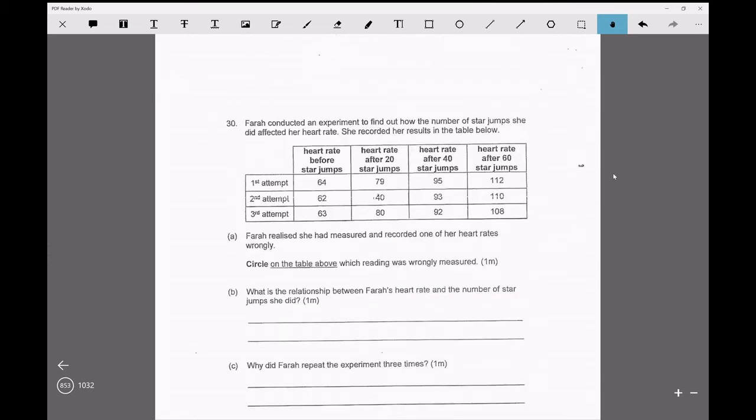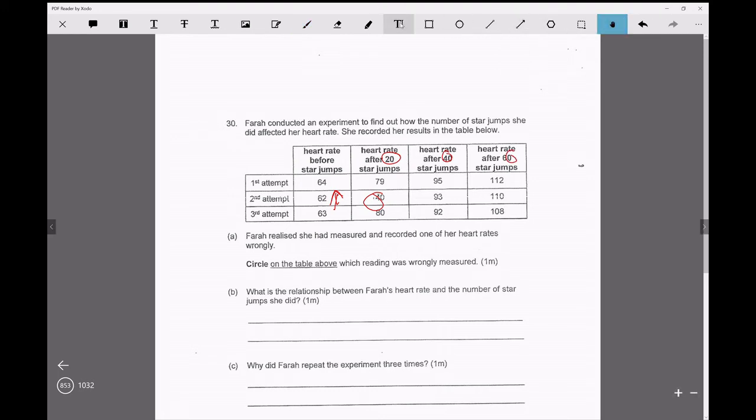So Farah is doing an exercise, star jumps. He measured his heart rate after every 20 jumps. Question A tells you that one of the readings is wrong. When you exercise, the heart rate should increase, but this one stays at 40. Heart rate should increase when you exercise, but it drops to 40. So this is the wrong one. So what's the relationship between the number of star jumps and heart rate? As you can see, when he jumps more times, the heart rate will shoot up.